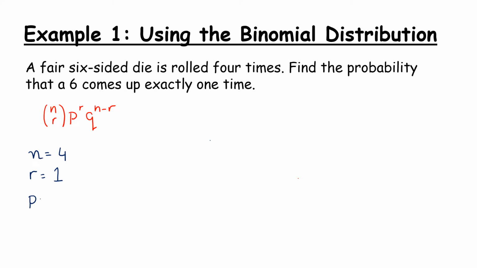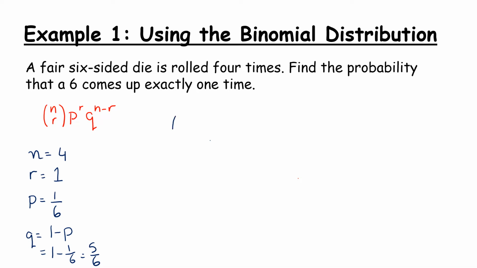P is the probability of success. So what's the probability of getting a 6 on a dice? That's 1 in 6. And Q is the probability of not getting a 6, which is 5 out of 6. Or it could be 1 minus P, which is 1 minus a 6th, which is 5 over 6 as well. So two different ways to get to that same answer.